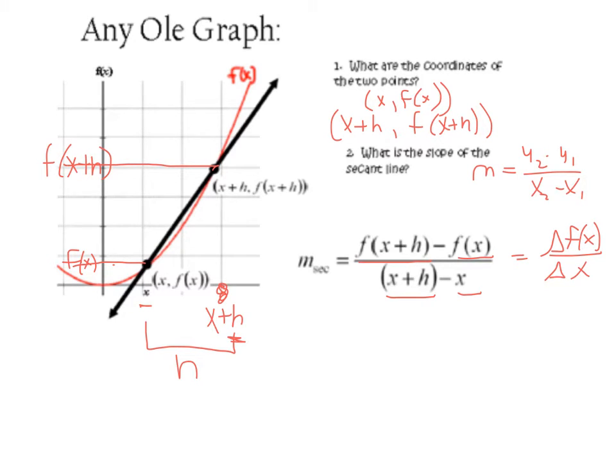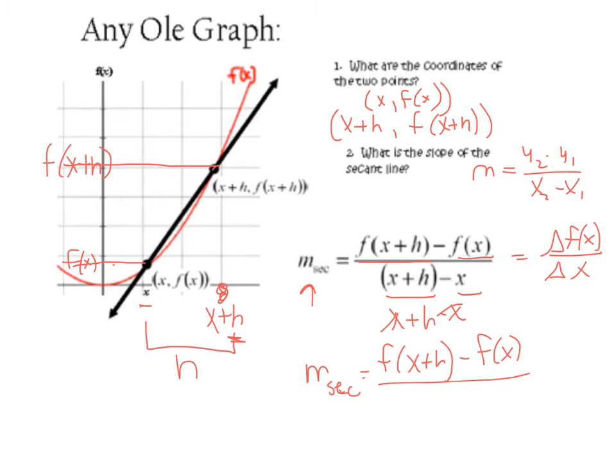Well, if you can see down here, this is the slope of the secant line. We have x plus h minus x, so the x's cancel, and you're left with something called the difference quotient. The difference quotient. Some of you have heard of that before. f of x plus h minus f of x all over h. And this is the slope of the secant line.